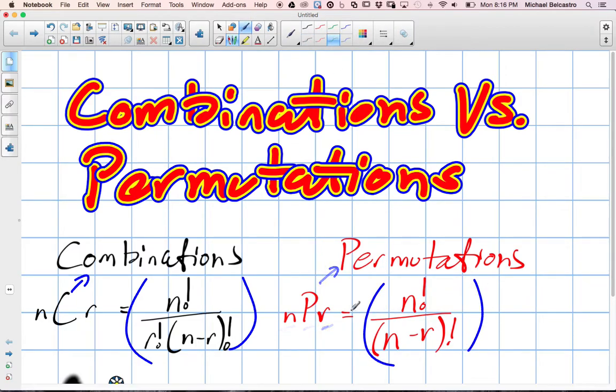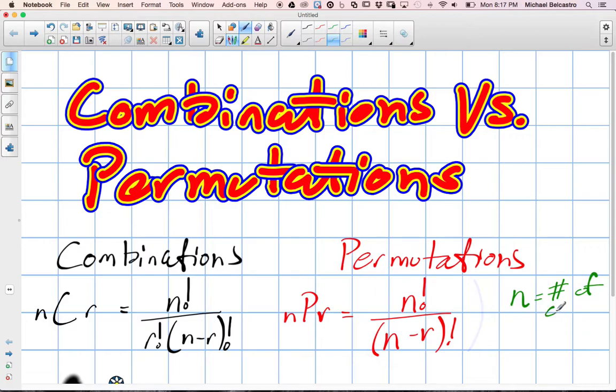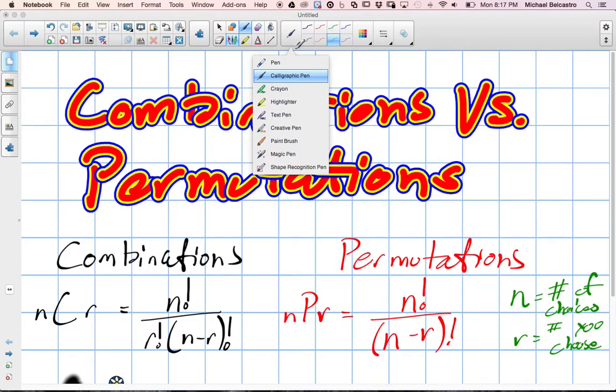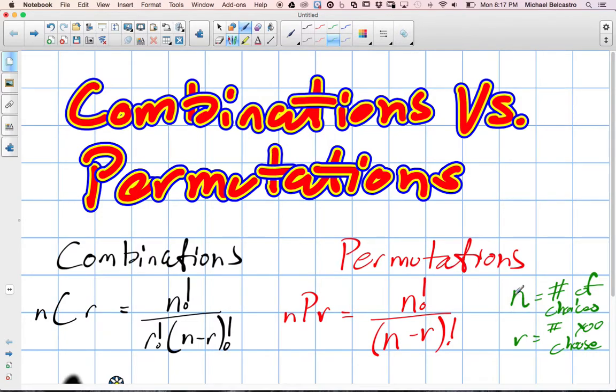We have to say what N and R are. N is your number of choices, and R is the number you'll choose. So what we mean by that is obviously you can have 10 choices and choose 10, and then depending on which of these two you're referring to, you get very, very different answers.